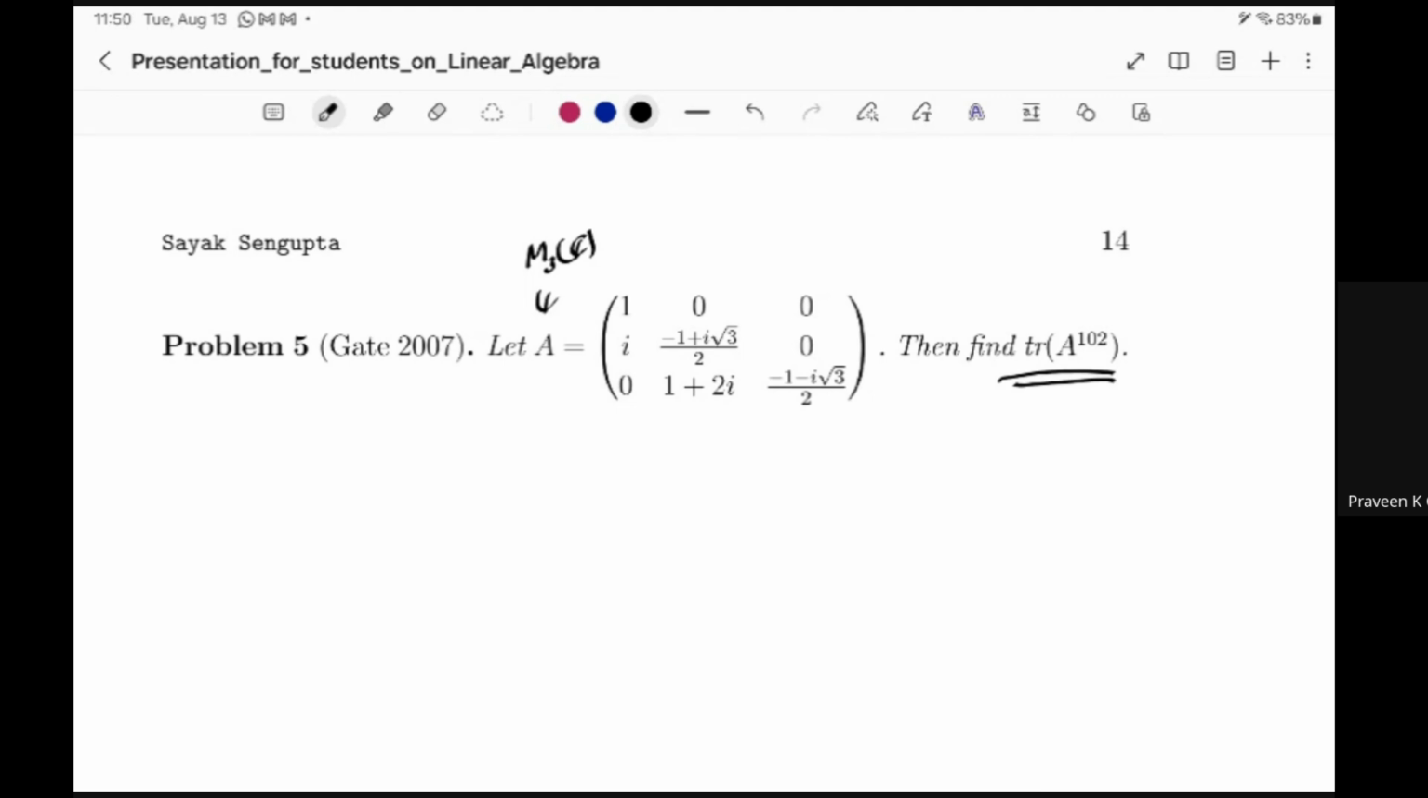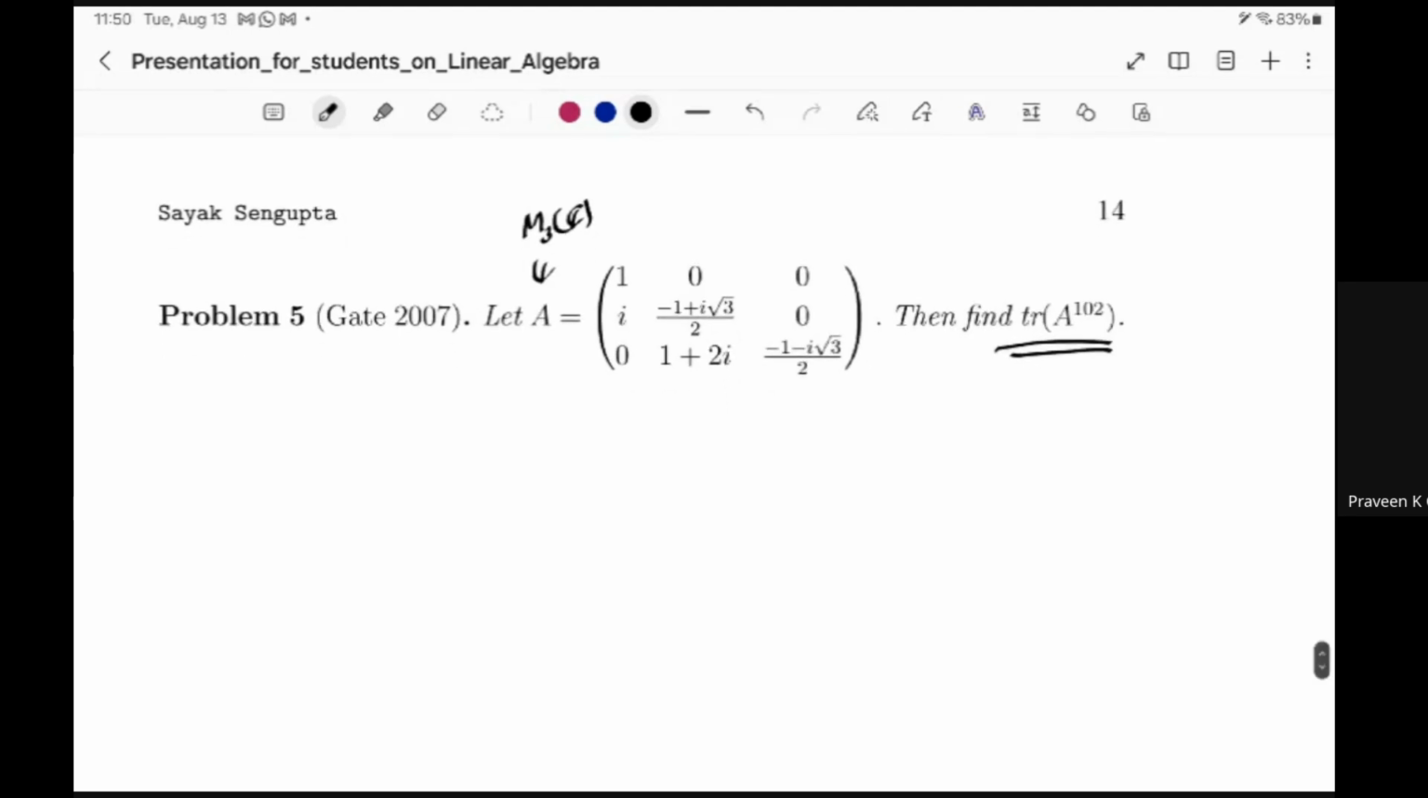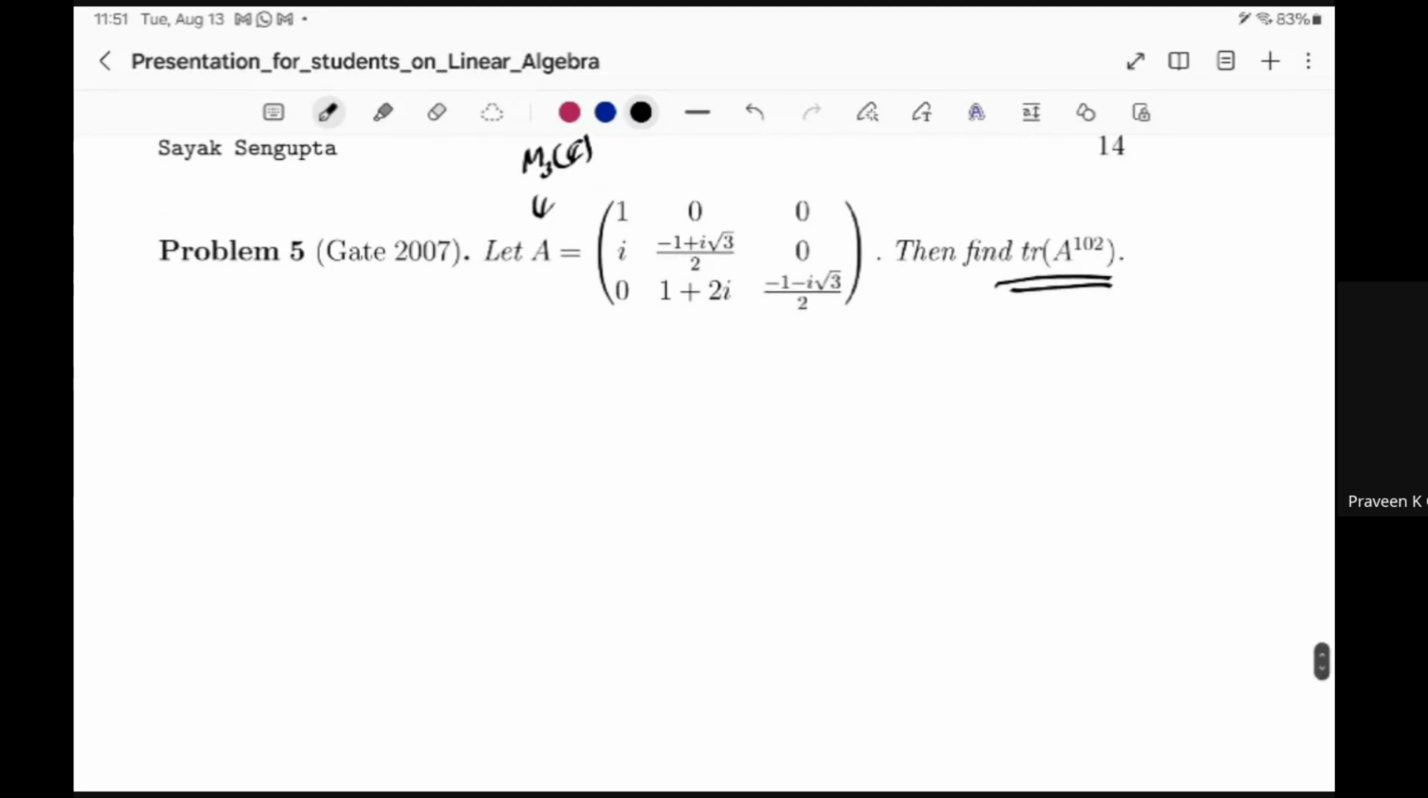Well, first of all, actually, you don't have to find the trace of A first. What we have to find is the eigenvalues. So what are the eigenvalues of A? That also requires some calculation, but you should be able to check that the eigenvalues are lambda equals 1, omega, and omega squared.